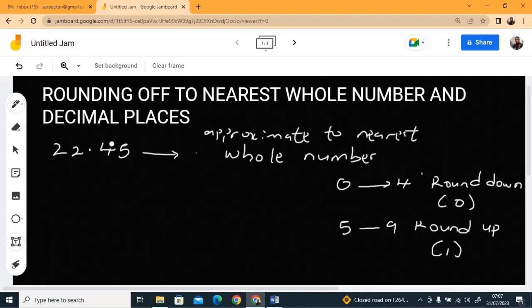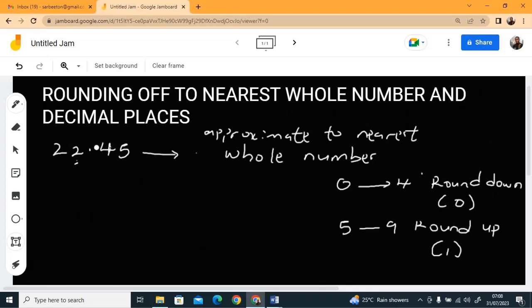Now for this one, they say you round it to the nearest whole number. That means the number before the decimal point. It means you need only this number here, only 22. But before you choose 22, this 2 is the one that ends this 22 here. You check the next number. Is it up to 5? Are you going to round down or round up? This number here is 4. It is not even up to 5. So it's going to be 0.